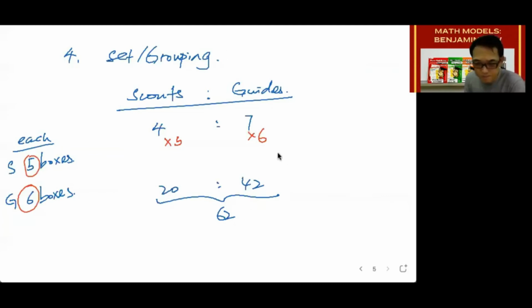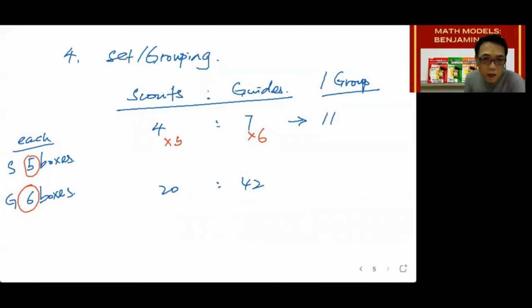What do I mean? So here, just to make it clear, I have a total of 11 children in one group or one set. And I have a total of 62 boxes of cookies sold in one group.